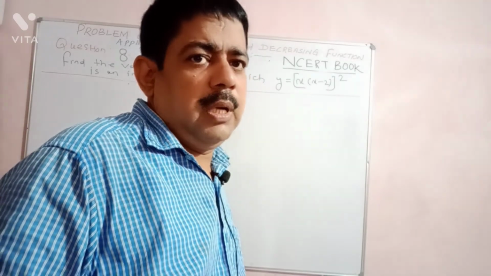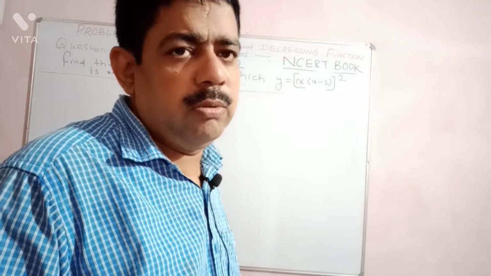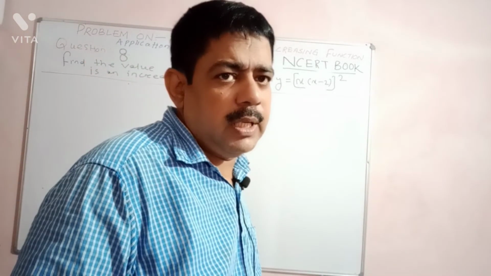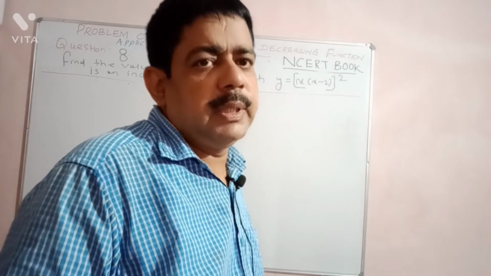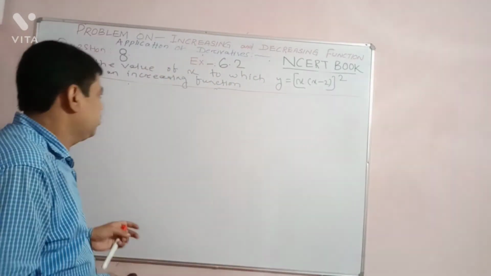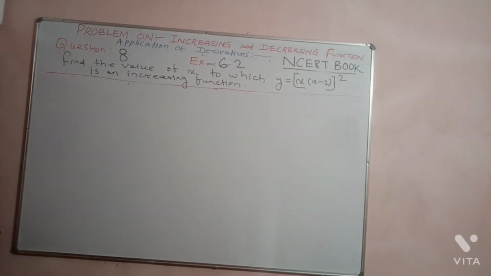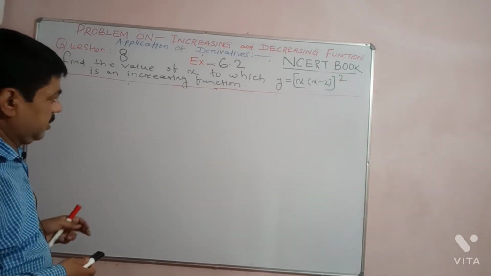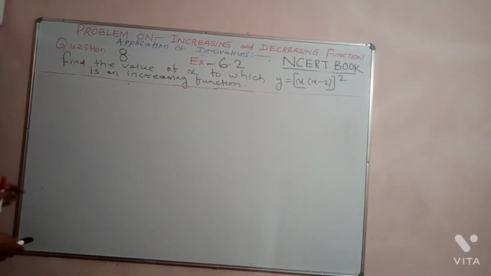So hello students, and here I am discussing question number 8 of exercise 6.2 of your standard 12 mathematics. Okay, and we are discussing the concept of increasing and decreasing functions based on the application of derivatives. Okay, question number 8 I am discussing, and here the question is, let me read the question. Find the values of x for which y is equal to x whole into x minus 2 whole square is an increasing function.